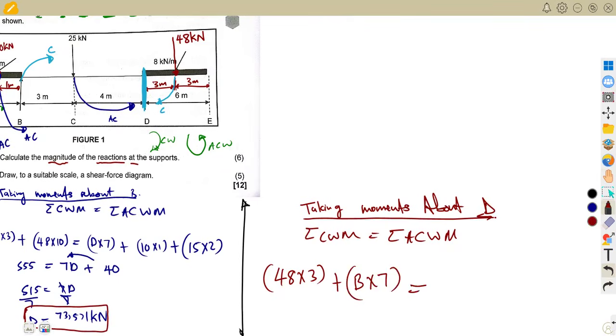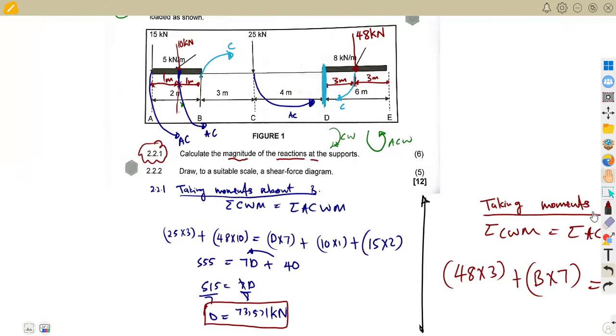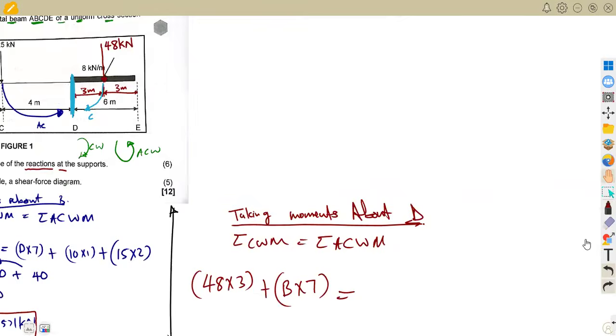All right, is equal to, we move on to the anti-clockwise. We say the anti-clockwise, we have got this 25 kilonewton. All right, it's anti-clockwise there. All right, so as it moves back to D here, this is where our D is. So it's going to be 25 times what? Times 4. There's a difference there of 4. So that's 25 times 4.